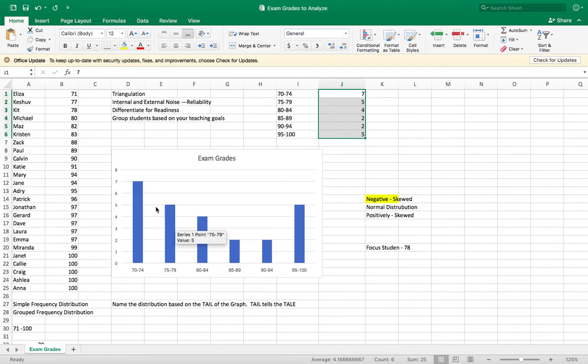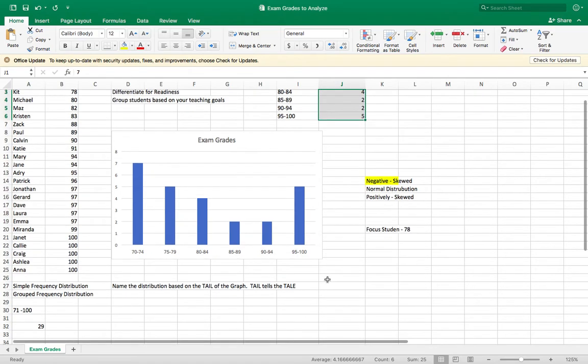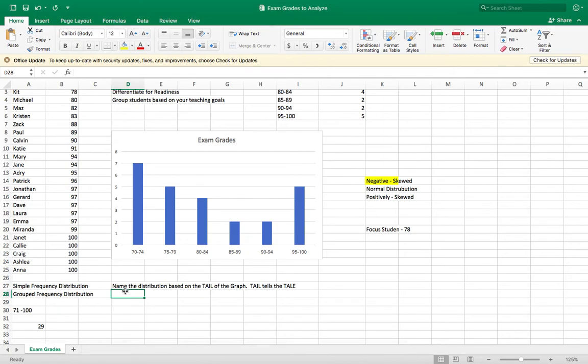Most of the students did pretty poorly, and then we had a group that did pretty well. So actually, I wouldn't call this negative, normal, or positively skewed. Here's a bonus. I would call this a bimodal distribution. Why? Because it seems to have two modes, the lower and the higher.